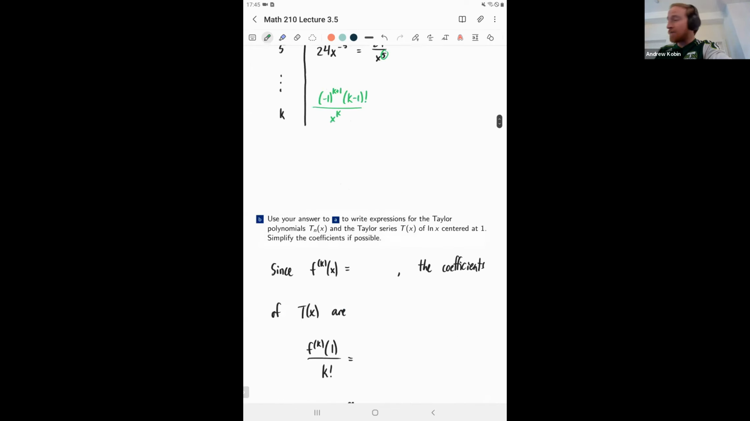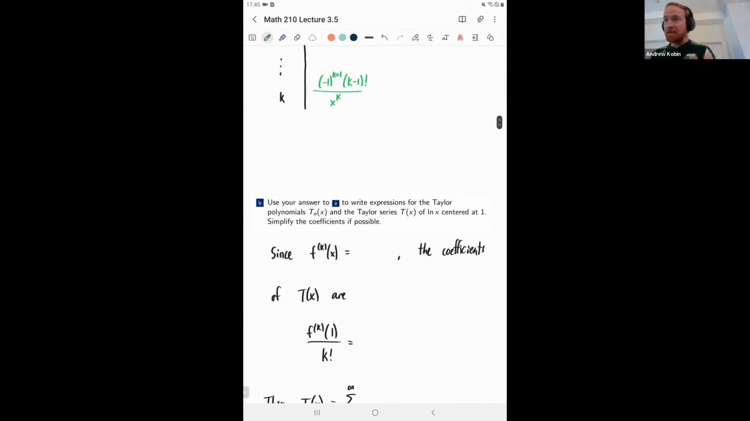But here's the beauty of this problem, or this dive into the function ln of x using Taylor series. If we want to write out Taylor polynomials, and ultimately those will form the Taylor series T of x for ln of x, let's center it at 1. Notice that I can't center at 0 in the form of a Maclaurin series because ln of x has a vertical asymptote at x equals 0. So we're not even going to bother with that place.